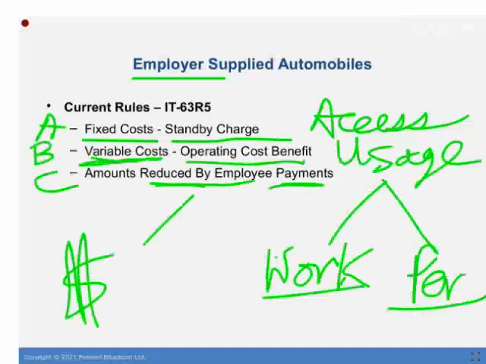So if you front some cash to your employer for that vehicle, say they tell you, we're going to buy you a vehicle, it's going to be in our name, we're going to let you have it, we're going to pay all the costs related to it, but we're going to take a deduction off your pay for $100 a week or something. Well, that would offset the benefit. You have funded some of it as well. So those would be the three components to calculate your taxable benefit on an employer-supplied automobile.